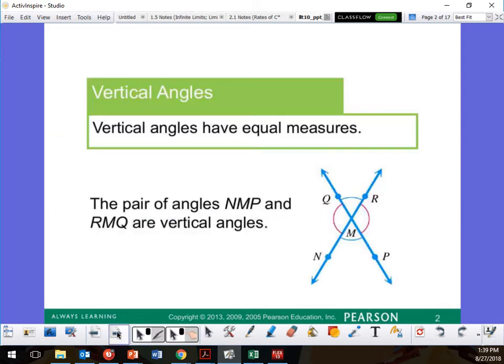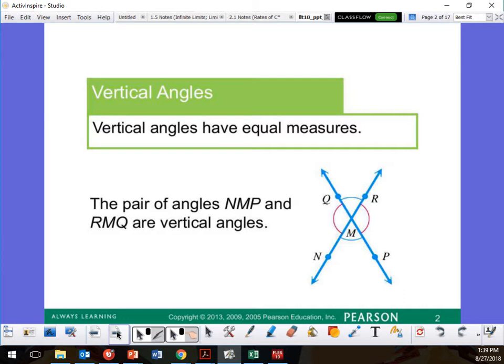All right. So, vertical angles. What shape do they make? X. Very good. They make an X. Whenever you see that X, you should automatically be thinking vertical angles. Opposite angles of vertical angles are going to be congruent. What does the word congruent mean? Equal. Thank you. Having the same measure. They're going to be equal to each other.